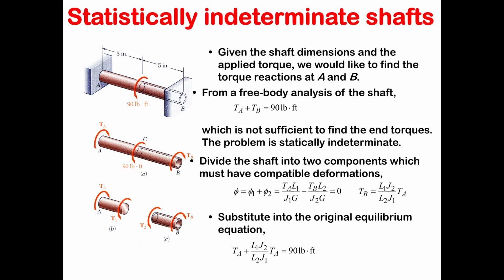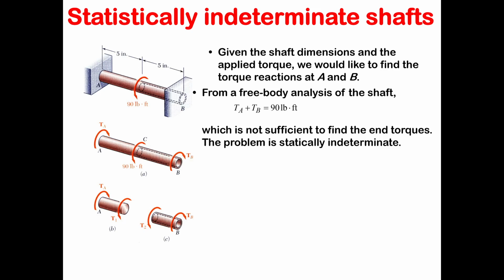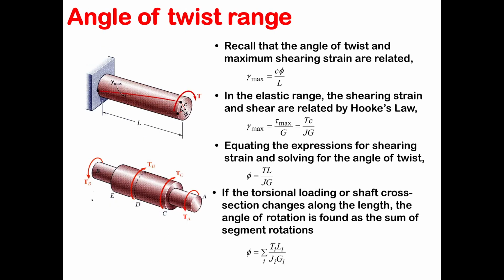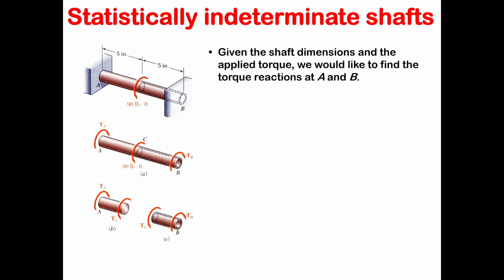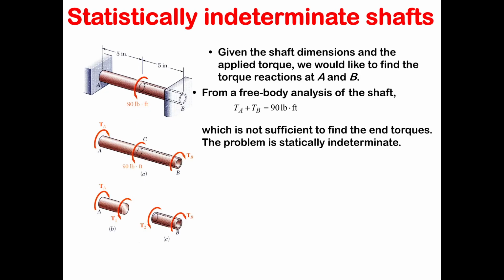Okay, so that's it for the theory. Essentially, the only equation you want to be aware of, the final equation, is phi equal to TL over JG, right?